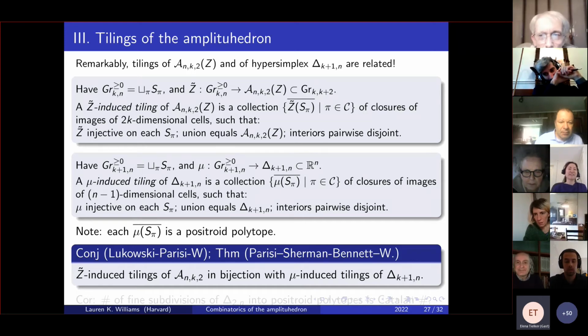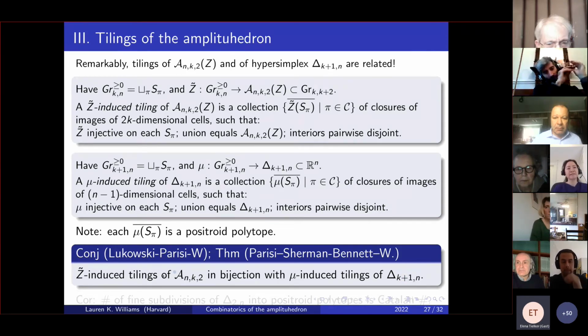So this is a strange statement because this amplituhedron here, first of all, is not a polytope, right? It's a subset of the Grassmannian of k-planes in k+2 space. Meanwhile, this space over here, this is the hypersimplex. This is a polytope, and this has dimension n-1. So this is a 2k dimensional non-polytope, and this is an n-1 dimensional polytope. And yet the statement is that the tilings of the amplituhedron are in bijection with the tilings of the hypersimplex.